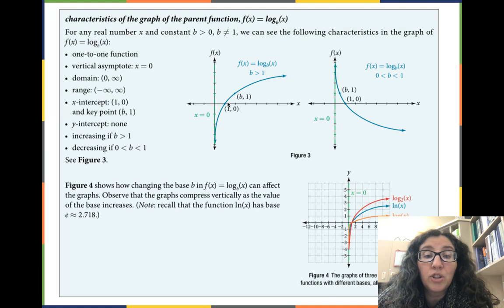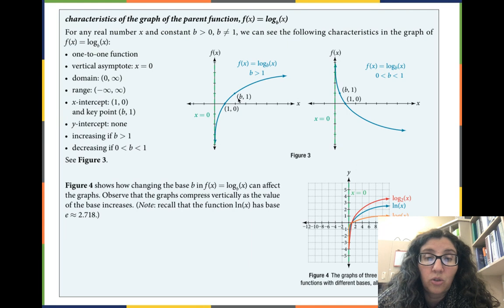The x-intercept is (1, 0) in both cases. That's because, for our parent function e to the x, or b to the x, our y-intercept is (0, 1), so that gets reflected. In both cases, the x-intercept is (1, 0). And the key point is (b, 1). In both cases, (b, 1).